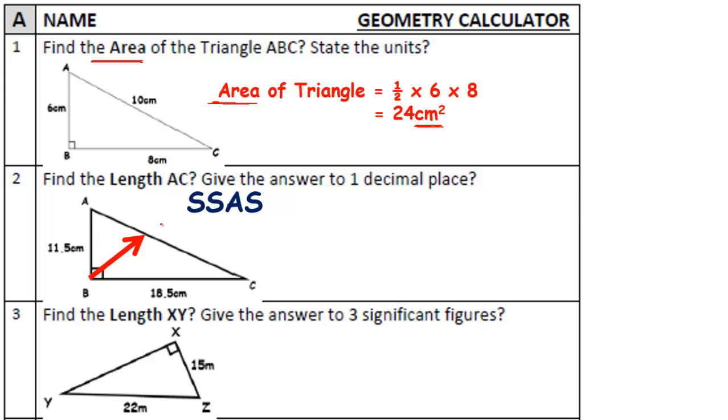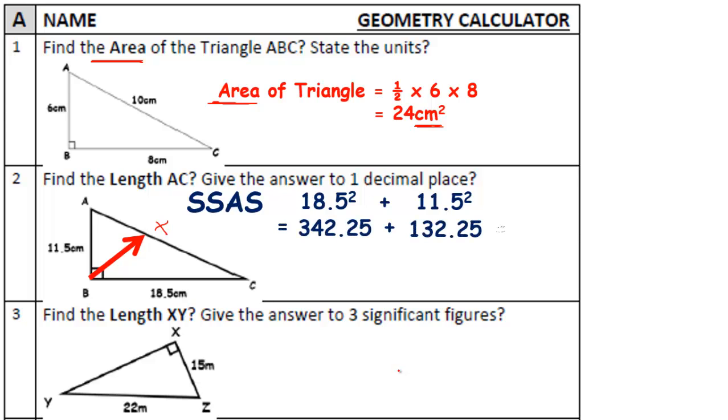AC is that side there. I'm going to put a cross there. And because it's a right angle triangle, I know I'm going to use Pythagoras. I'm going to draw that arrow coming out. And because that side there is empty, I'm going to do SSAS: square, square, add, square root. So square the 18.5, square the 11.5, and add them together.